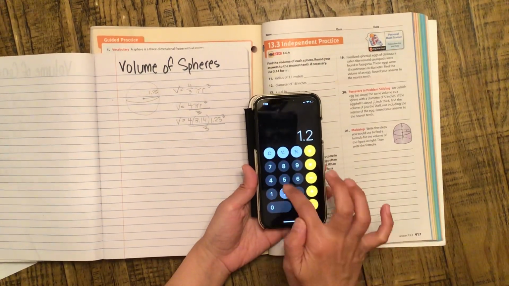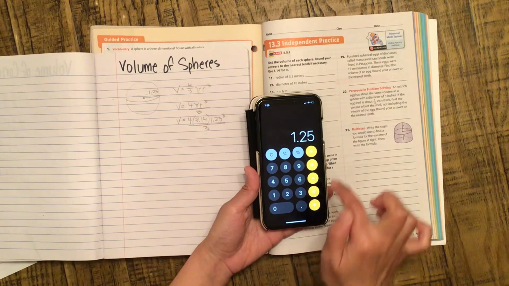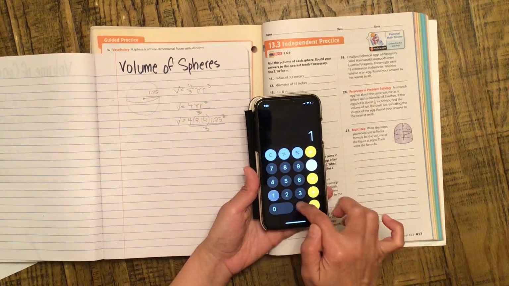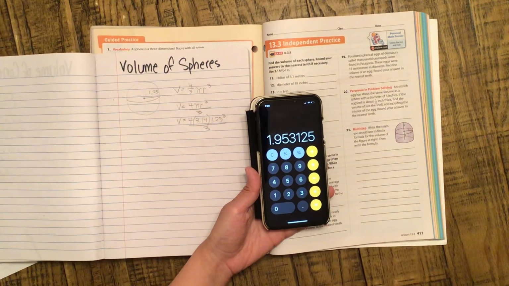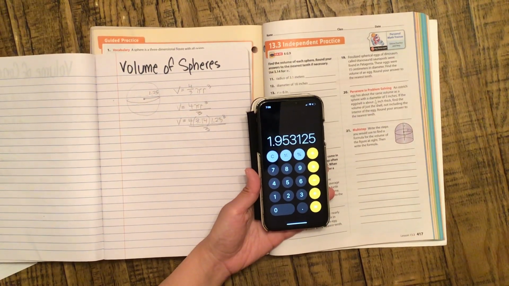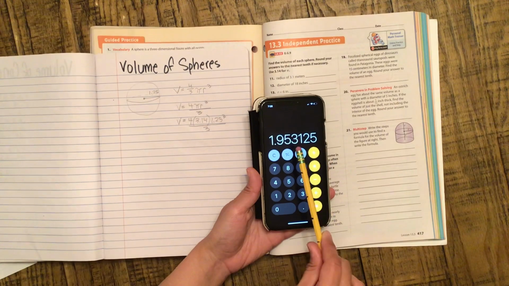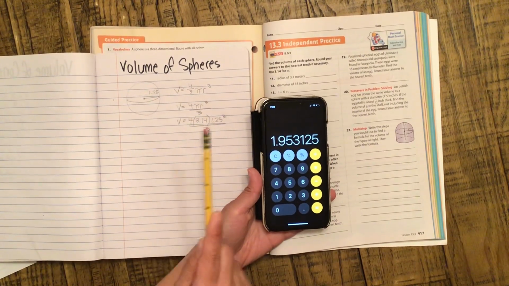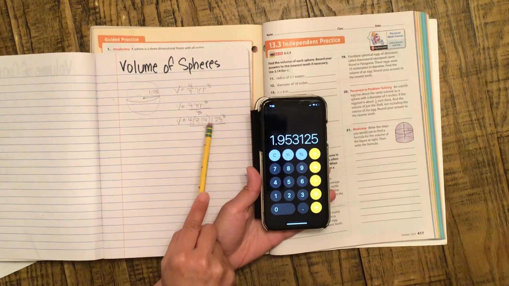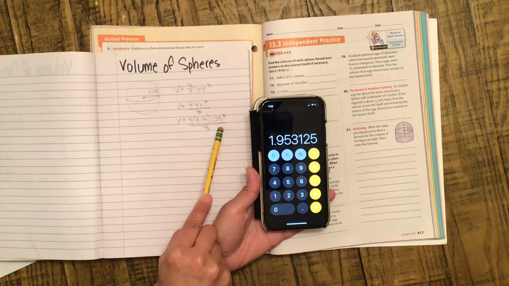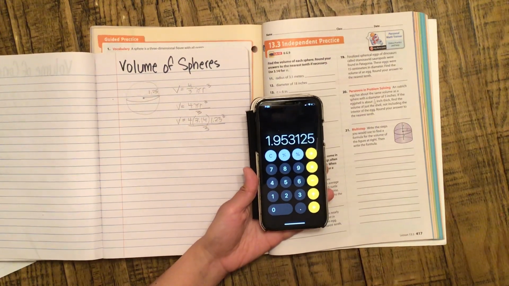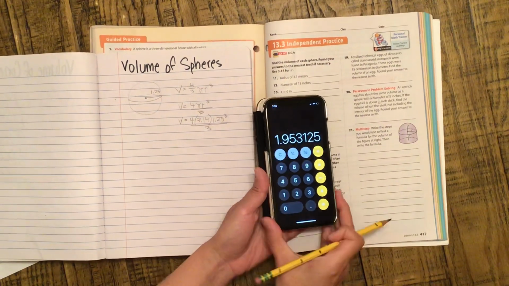So 1.25 cubed would be 1.25 times 1.25 times 1.25. And my answer is 1.953125. And it makes sense because if I'm multiplying 1 and 25/100 three times, there is 2, 4, 6 places after the decimal point, right? So 1, 2, 3, 4, 5, 6. I know my number is accurate. So I'm going to go ahead and write that down.